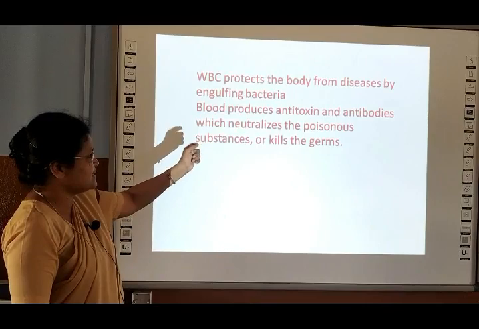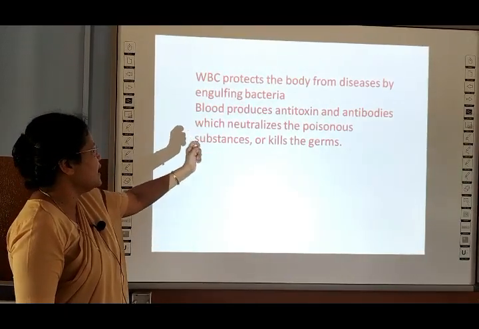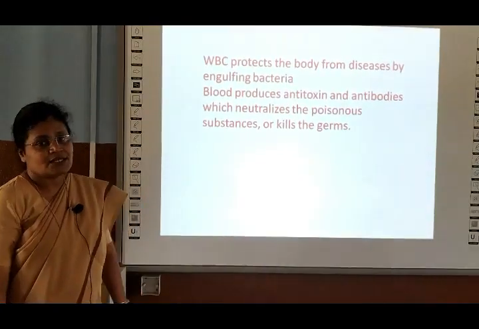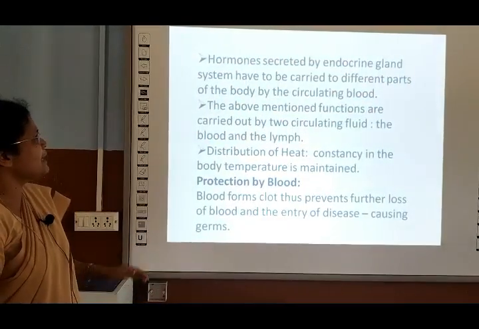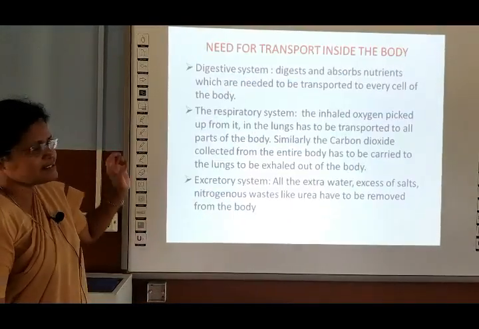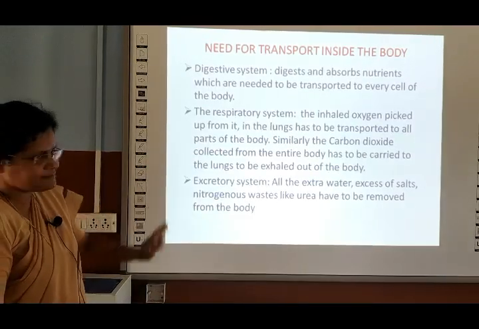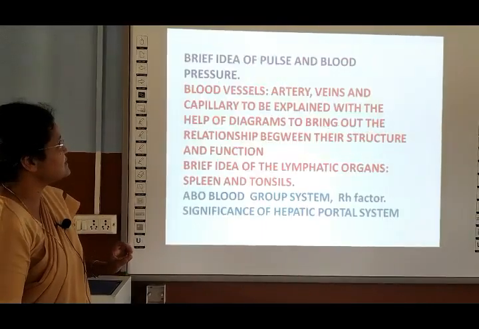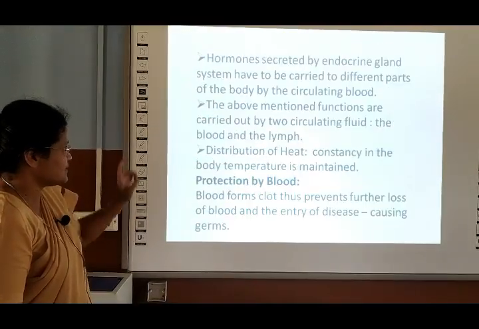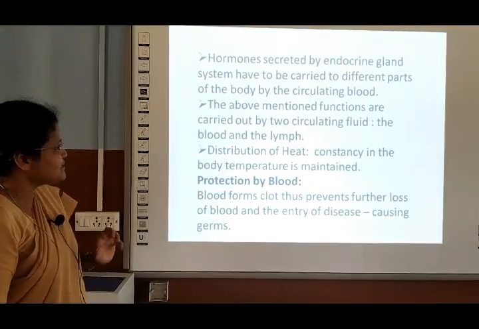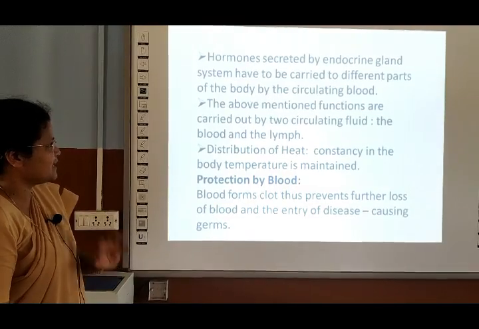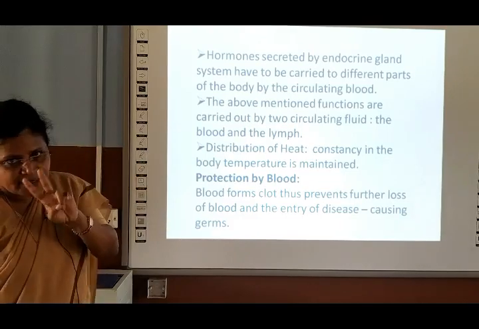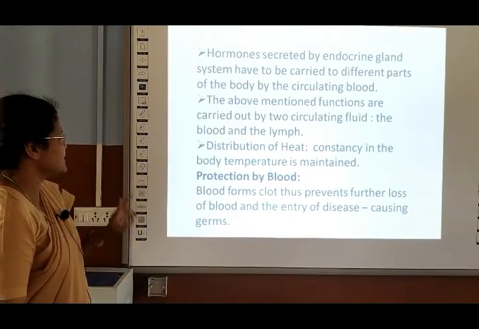So it produces antitoxin and antibody, which neutralizes the poisonous substances and kills the germs. Which means you have a number of importance. One, it helps in the digestive system, the excretory system, and the respiratory system. Also it helps in distributing enzymes and hormones, nutrients, mineral ions, etc. And it is all done by two main fluids, that is your blood and lymph.